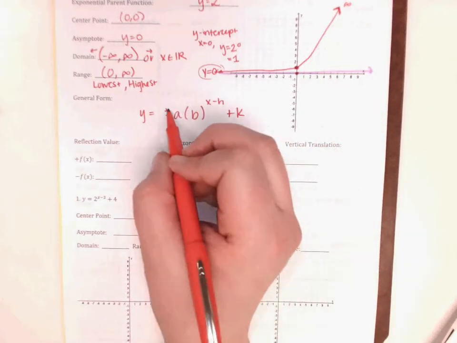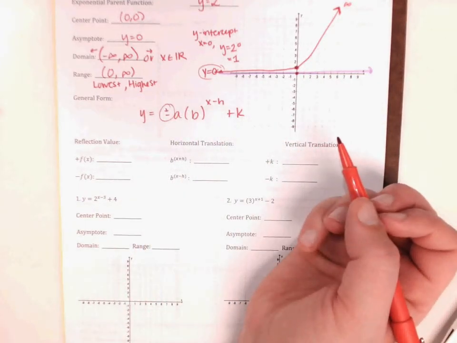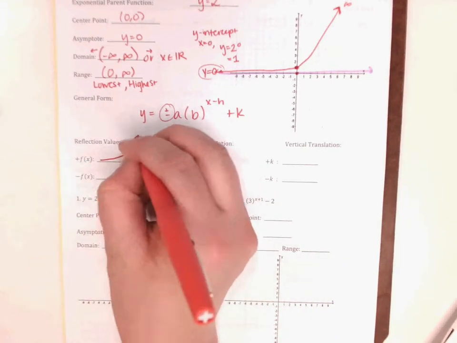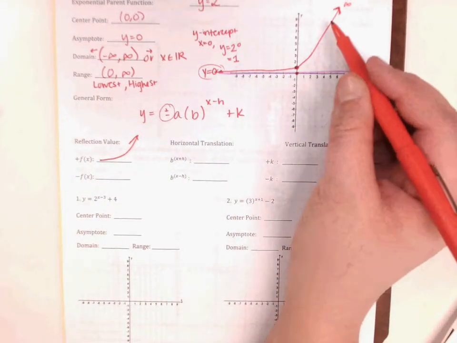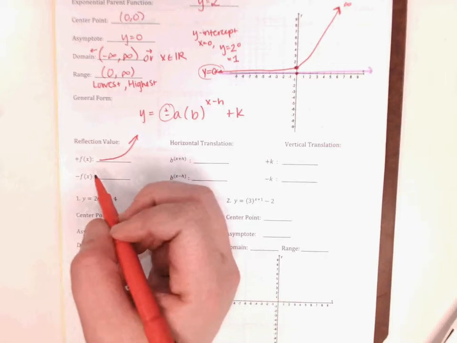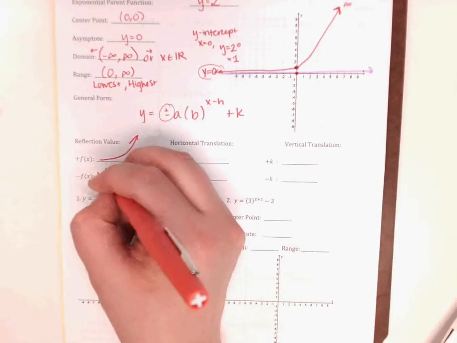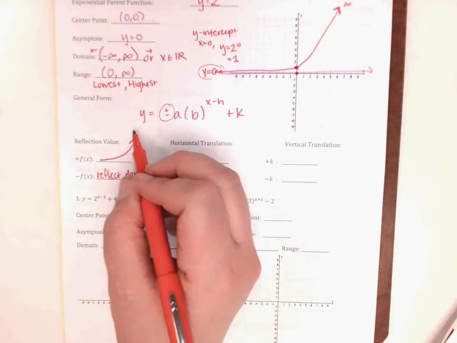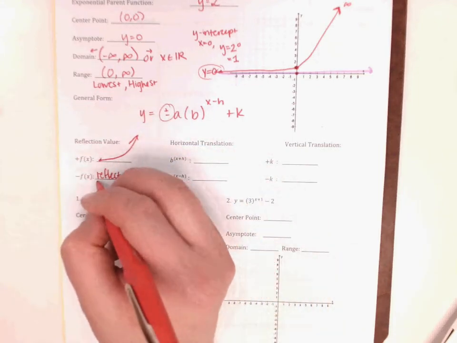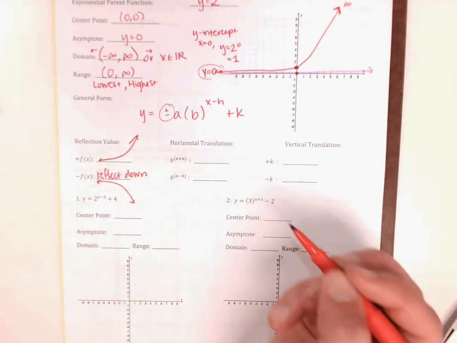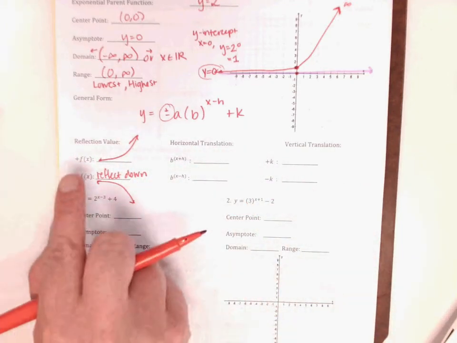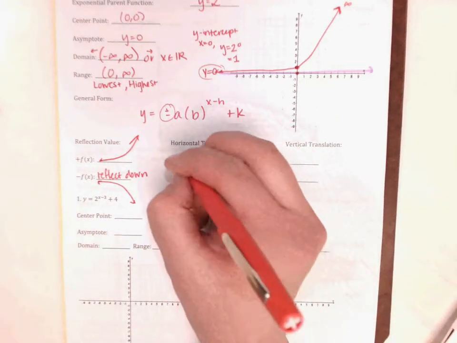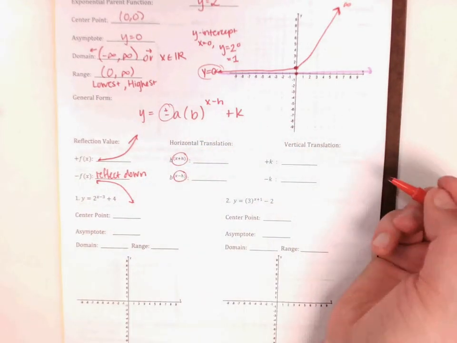So the number in the front tells you whether or not you reflect it. So if it's positive, your graph is going to be like that, just like the one that we drew here. But if there's a negative in front, that is going to reflect your graph down, which means that instead of your graph curving up like that, your graph is going to curve down like that. So that's your positive 2 to the x, that's your negative 2 to the x. This number here is going to tell you if you go left or right.